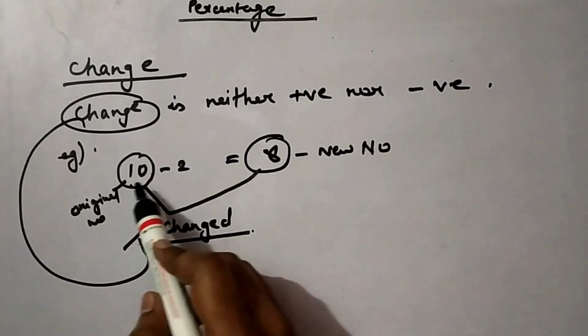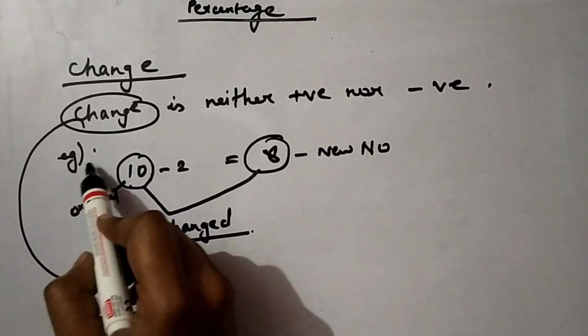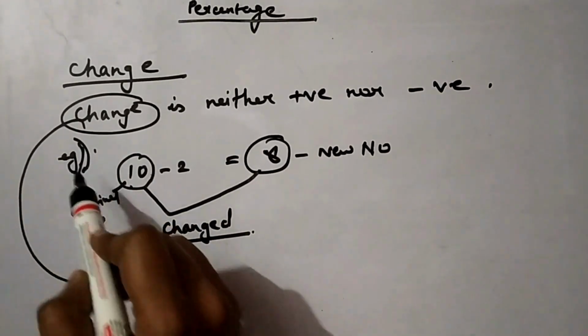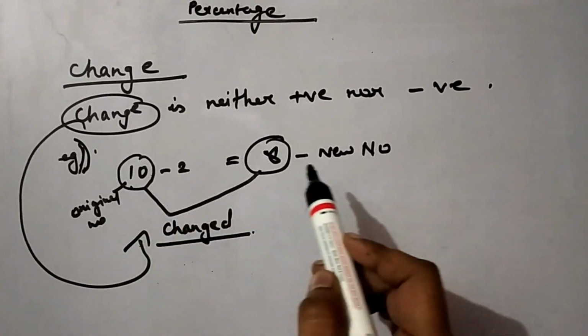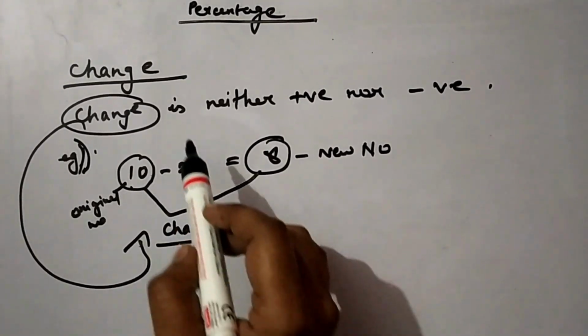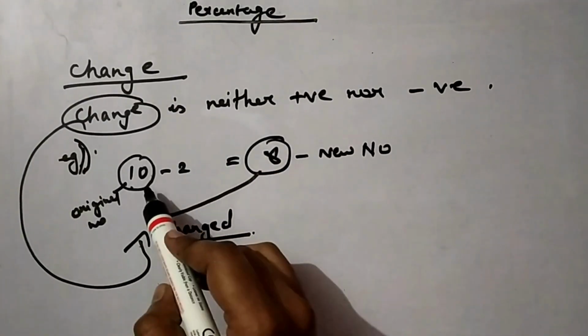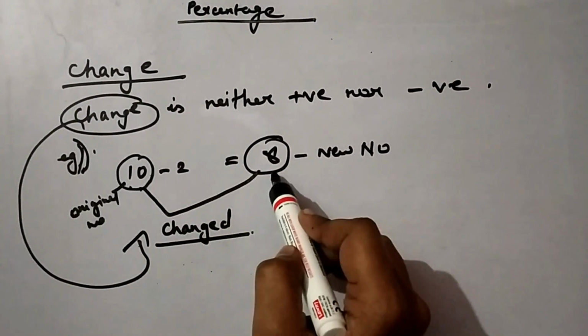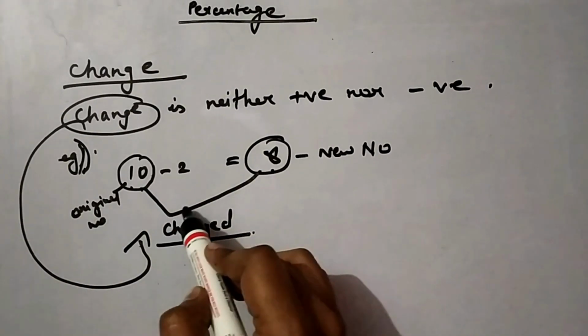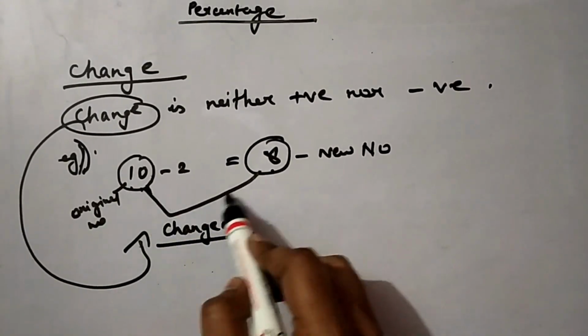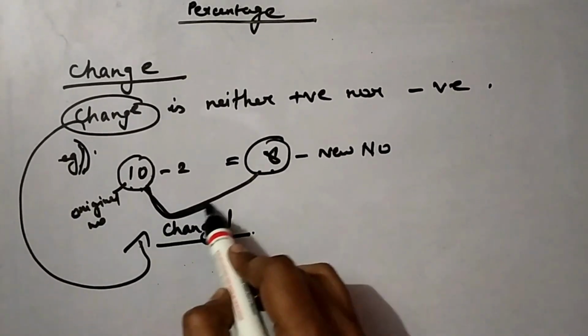This is the original number, this is the new number. We took this example. This is the original number, this is the new number. So what is change? Change is nothing but the number 10 which has changed into 8. So what has changed? 10 has become 8. So this is the change.